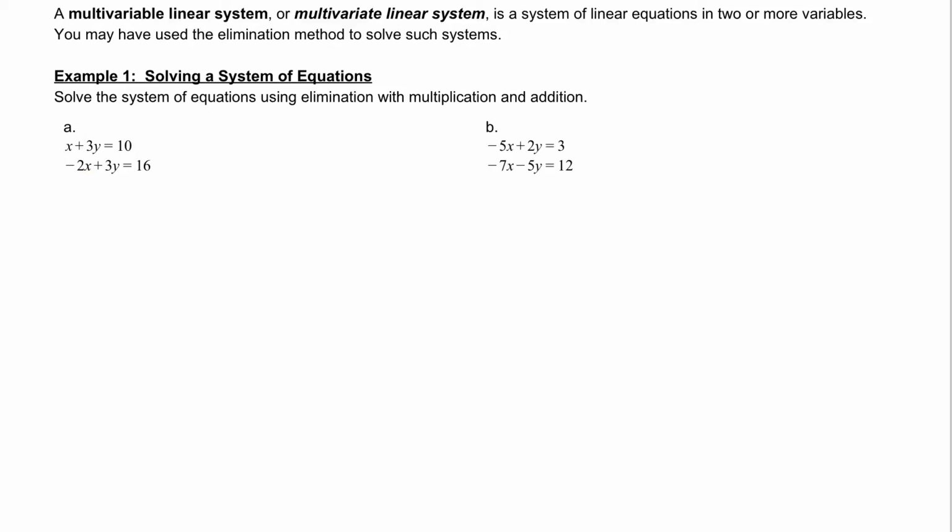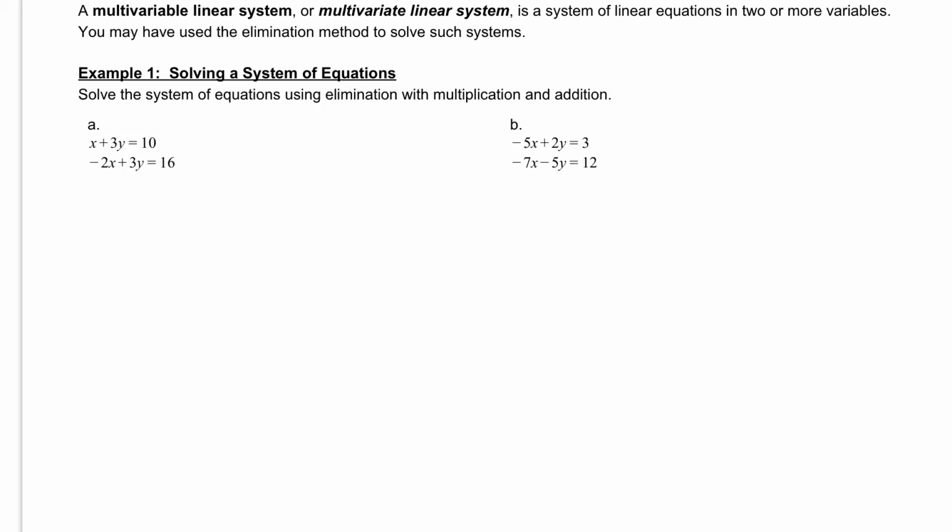In order to do that, we need one of our coefficients of our variables to be the same but opposites. We are almost there with the 3y and the 3y, but they're both positive. We need one of them to be negative. So what we can do is multiply one of the equations by -1. So let's just do the top equation. So I'm going to multiply -1 on the top.